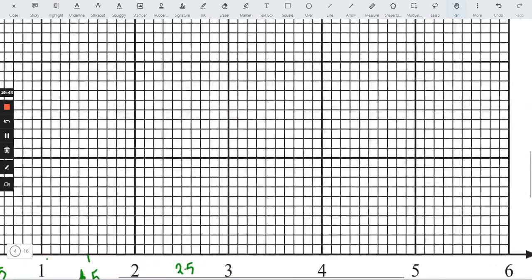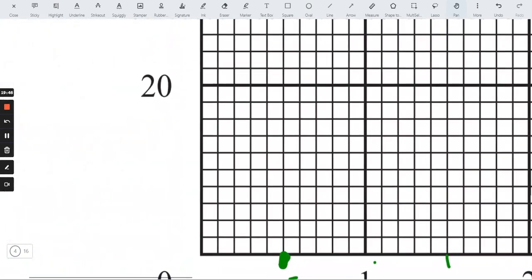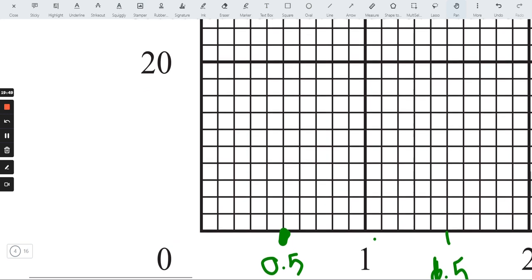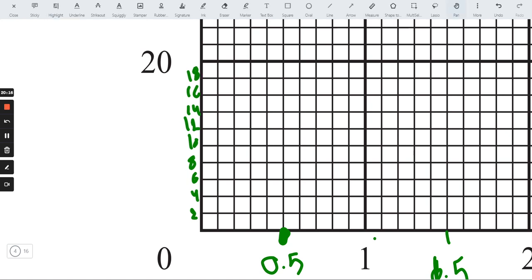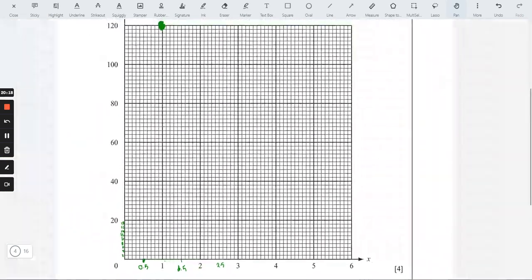On the y-axis, from 0 to 20, each square will be 2, because we have 10 squares. 20 divided by 10 is 2. So each small square here is 2: 0, 2, 4, 6, 8, 10, 12, 14, 16, 18, then 20. Now back again to our table.